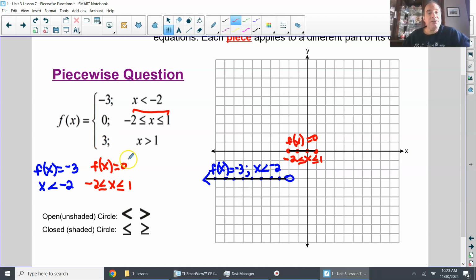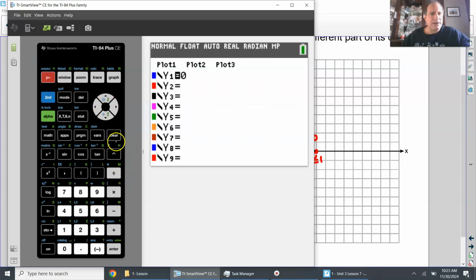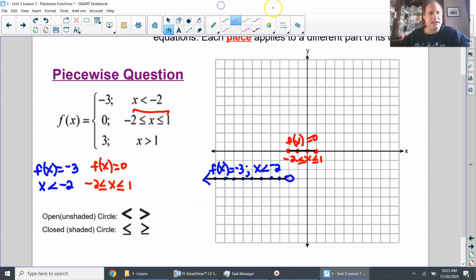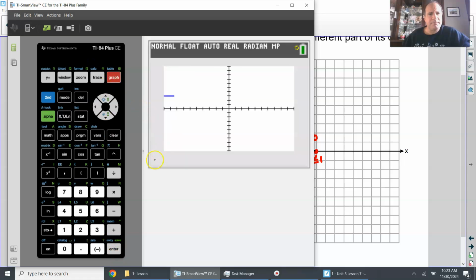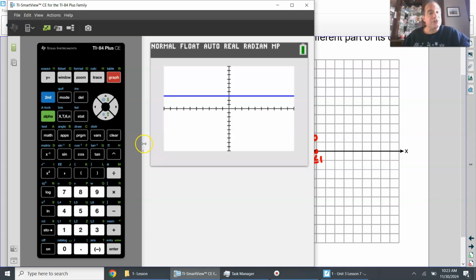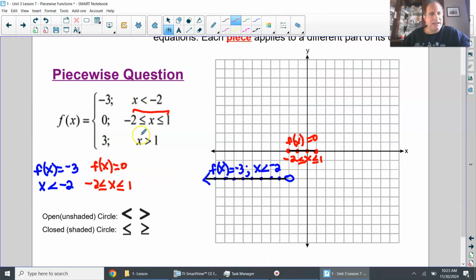Then we're going to have another horizontal line. We press y equals, clear that out, and just so we know, it is 3. We're graphing that, and there's another horizontal line. Again, slope of 0. So we have to graph this one.